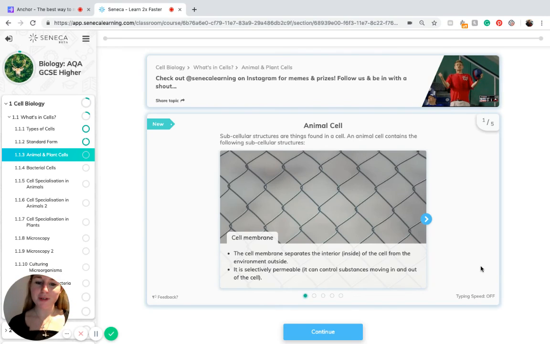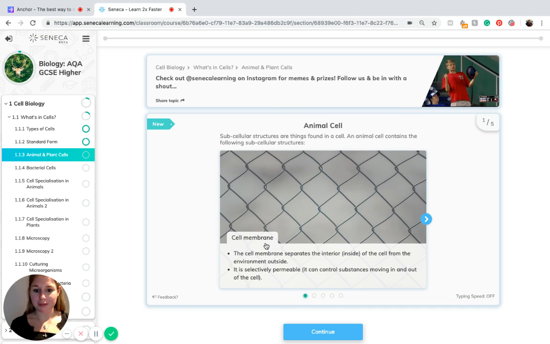Okay, so today I'm going to be talking about animal and plant cells in biology GCSE. So, animal cells first. Subcellular structures are things found inside a cell. An animal cell contains the following subcellular structures.